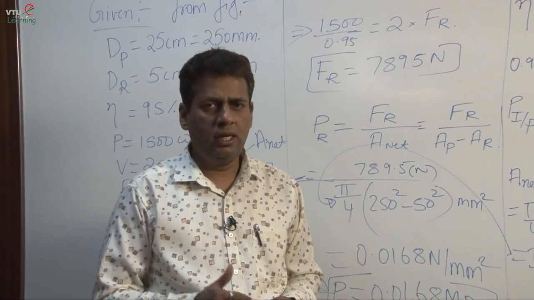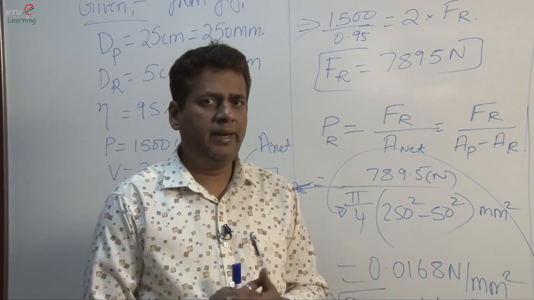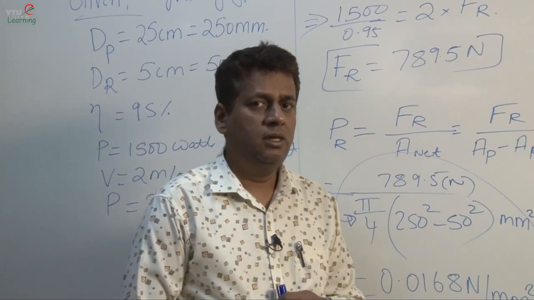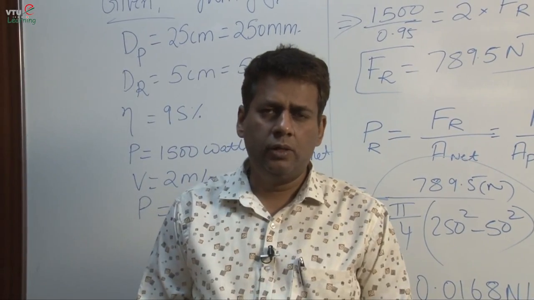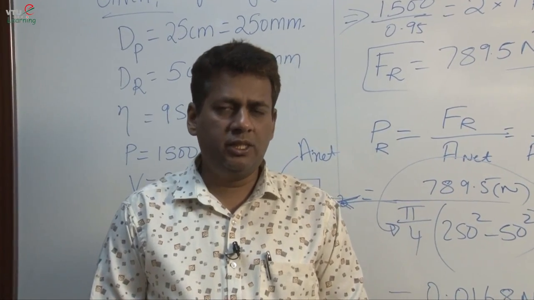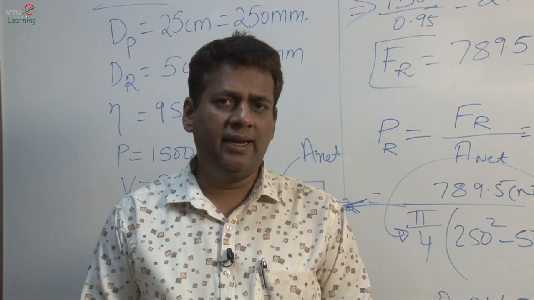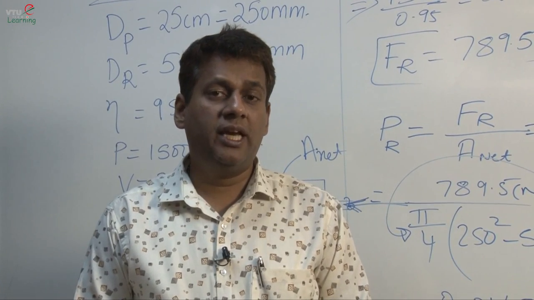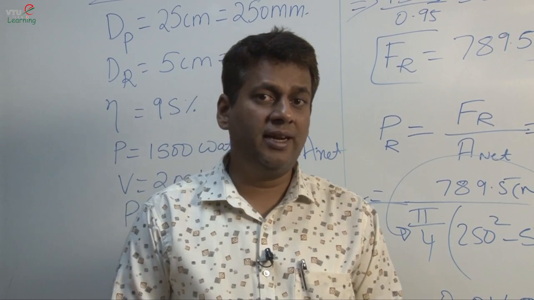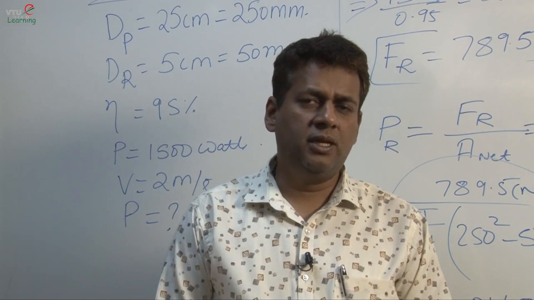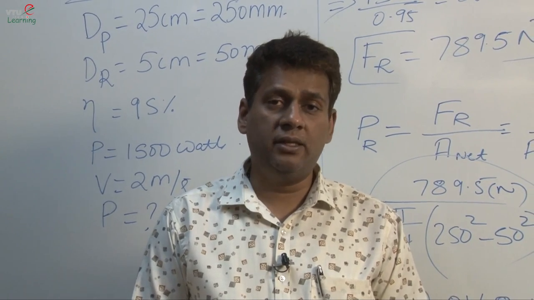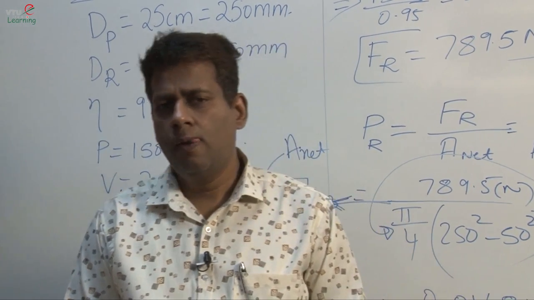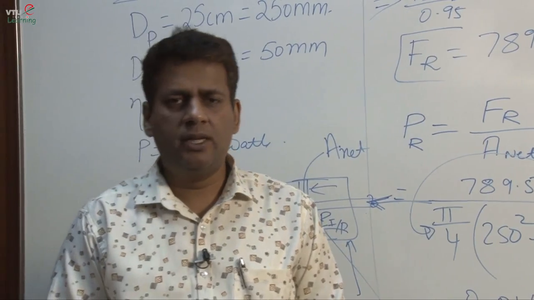cylinders. So here care should be taken on one point, that is while calculating the areas. So in case of extension, you consider the direct piston area. In case of retraction, you have to consider the net area, that is the piston area minus the rod area. You have to deduct the rod area from the piston area.